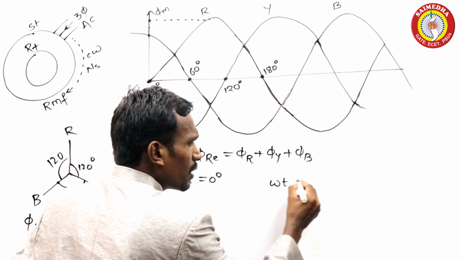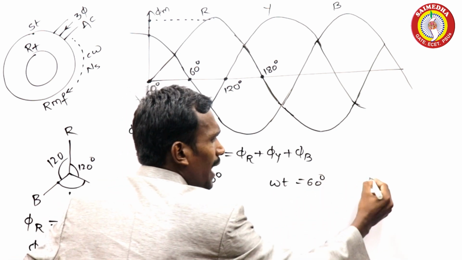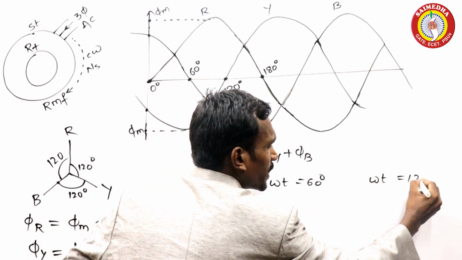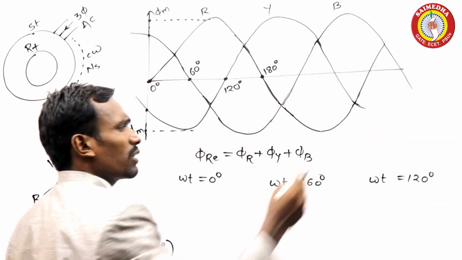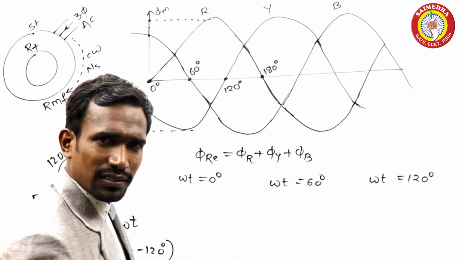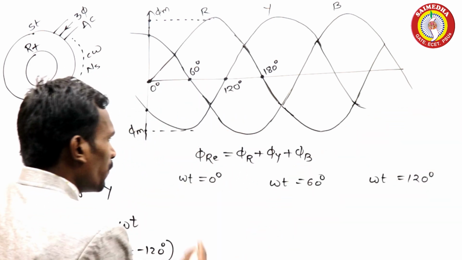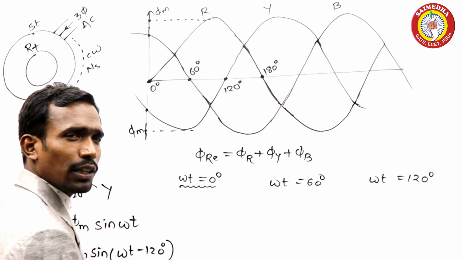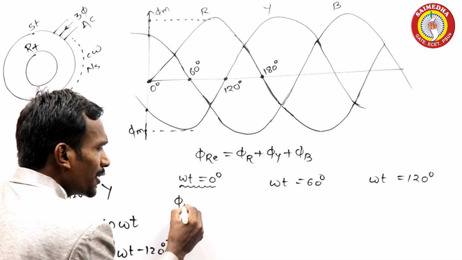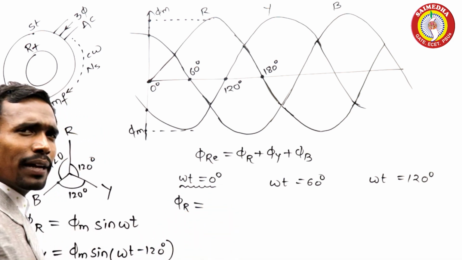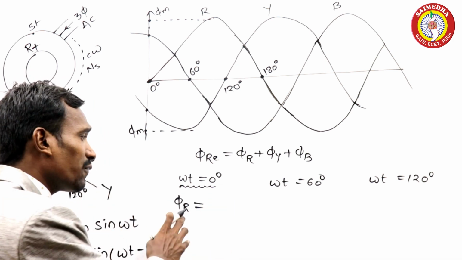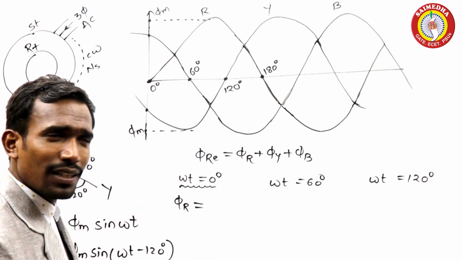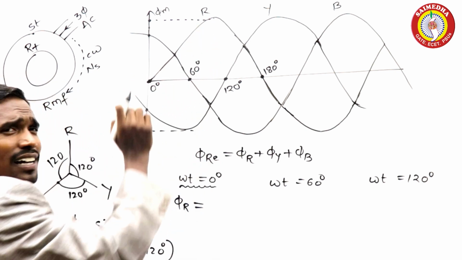Now we have to find the resultant flux at omega t equal to 0 degrees, 60 degrees, 120 degrees, 180 degrees, and so on. First, at omega t equal to 0 degrees, can you tell me phi R, the flux of the R phase? What is the R phase flux here? 0, sir.